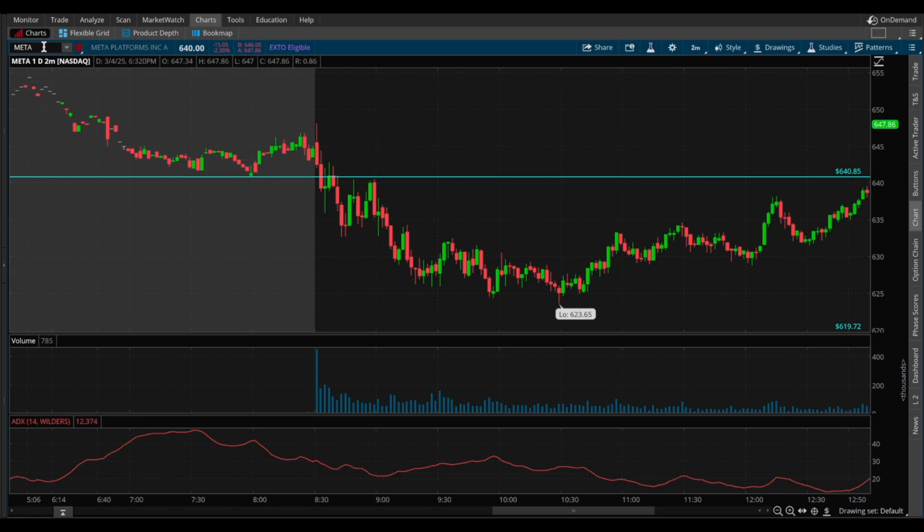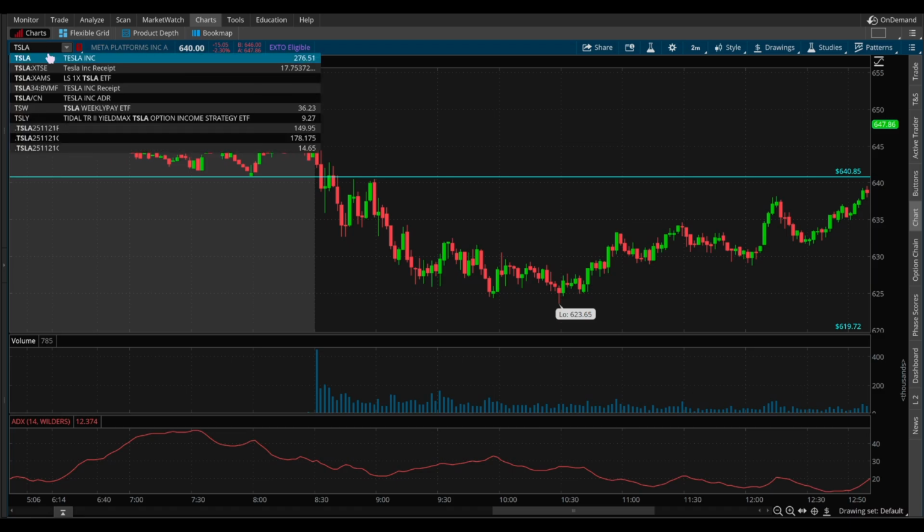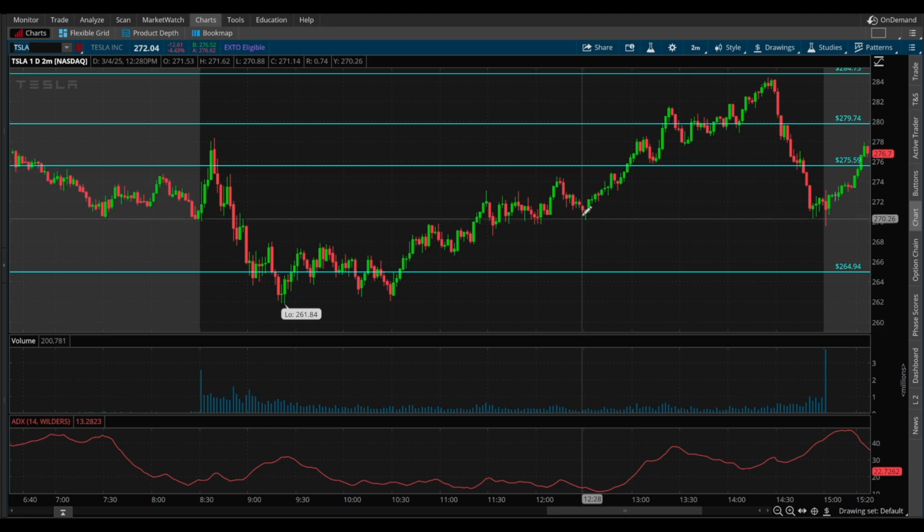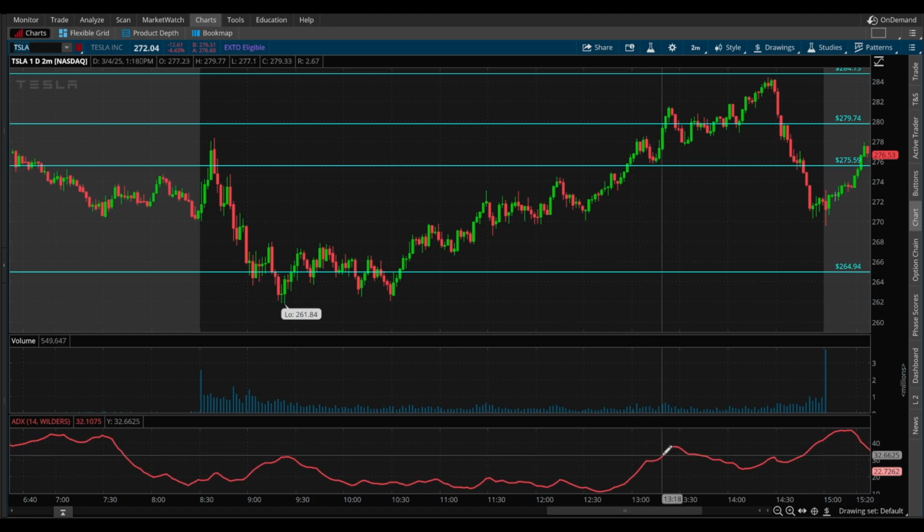Let me show y'all real quick, just for example, Tesla. If we're looking at, for example, this uptrend here on Tesla, right? You can see that the ADX at the high is like 28. It goes up to at least 37, which essentially shows that this uptrend was extremely powerful, just because it had a higher level on the ADX.